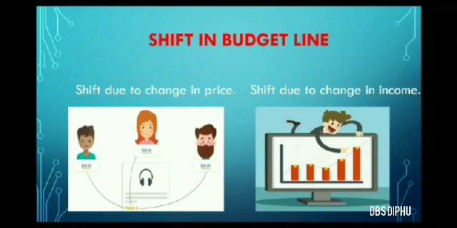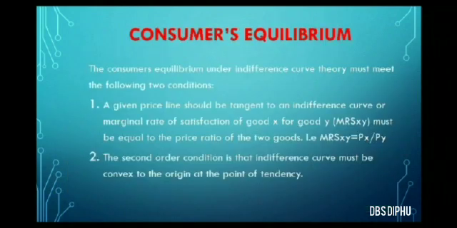Next, consumer's equilibrium. The following two conditions are necessary for consumer's equilibrium under indifference curve analysis. Number 1, MRS, that is marginal rate of substitution, must be equal to the ratio of prices of the two goods. The budget line should be tangent to the indifference curve. Number 2, MRS should be continuously falling, that is, the indifference curve should be convex to the point of origin O.